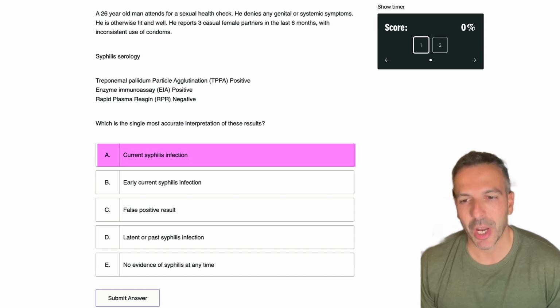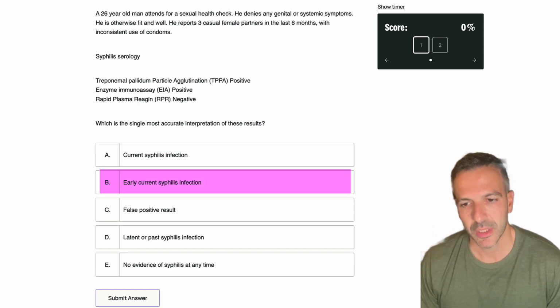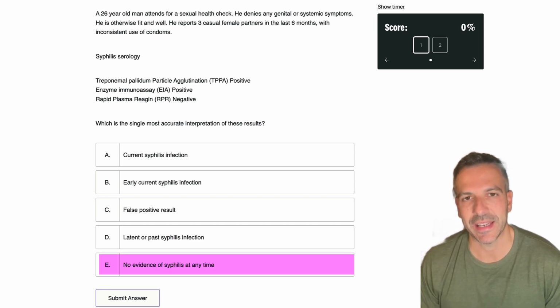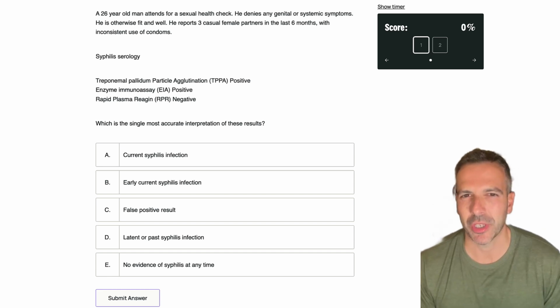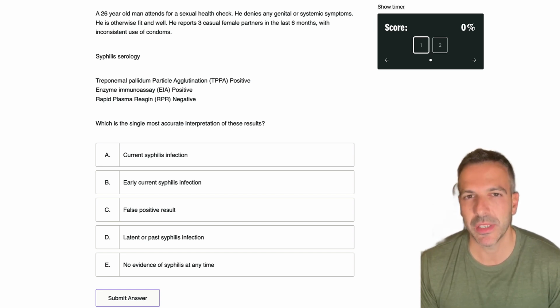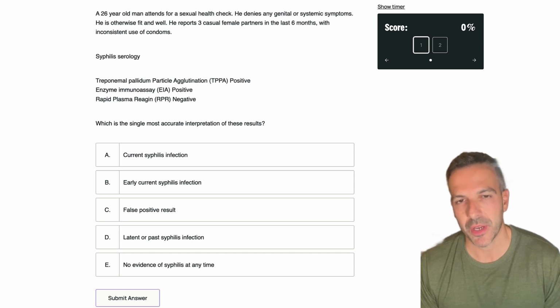The options are current syphilis infection, early current syphilis infection, false positive result, latent or past syphilis infection, or no evidence of syphilis at any time. Now, this is quite a tricky question, and if you don't know what the different lab results mean, it's very difficult to interpret the findings.